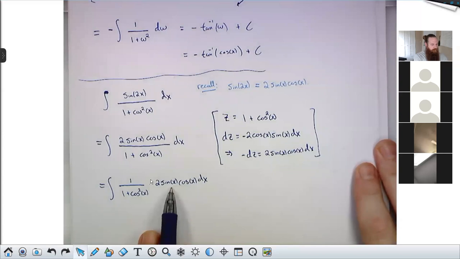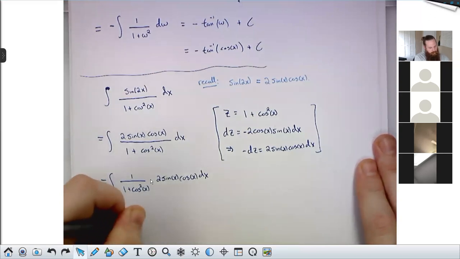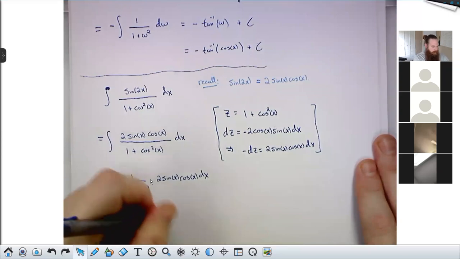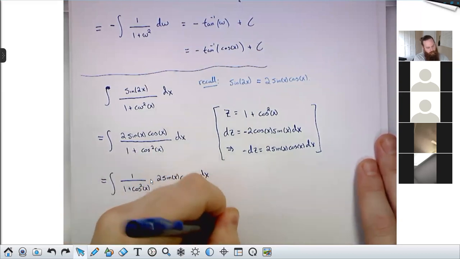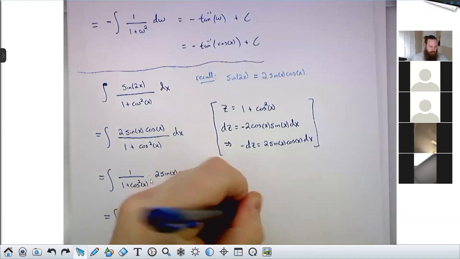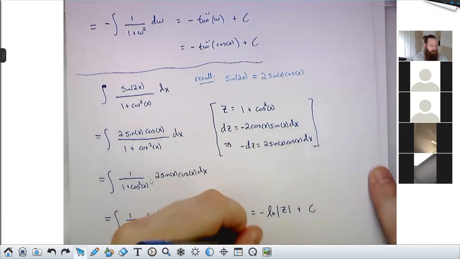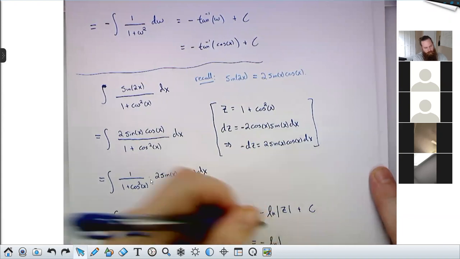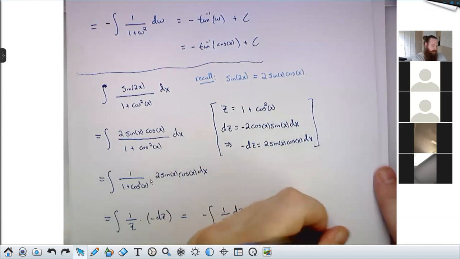This is negative dz. This would be 1 over z. The negative from the negative dz, that's a multiple, can come out front. So I got negative integral 1 over z dz. Who has 1 over z as their derivative? What could I use for my antiderivative here? Natural log. Very good. This is negative natural log absolute value z plus a constant, which is negative natural log absolute value of 1 plus cos squared x plus c.